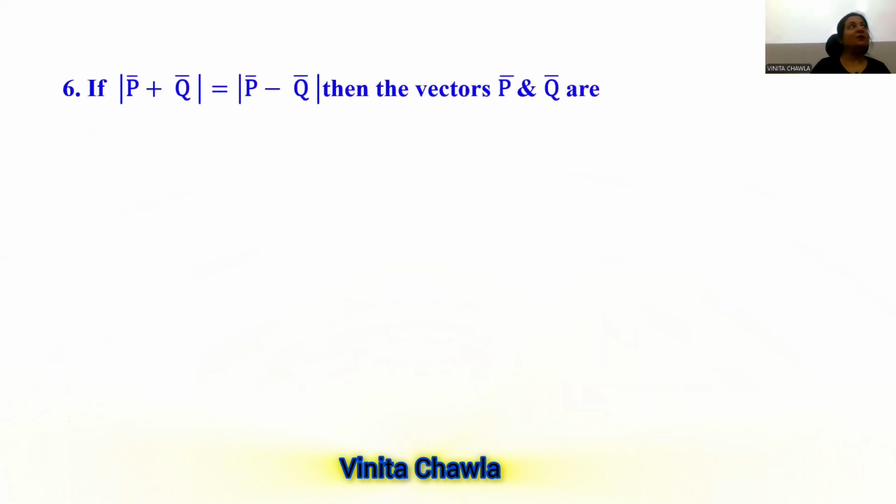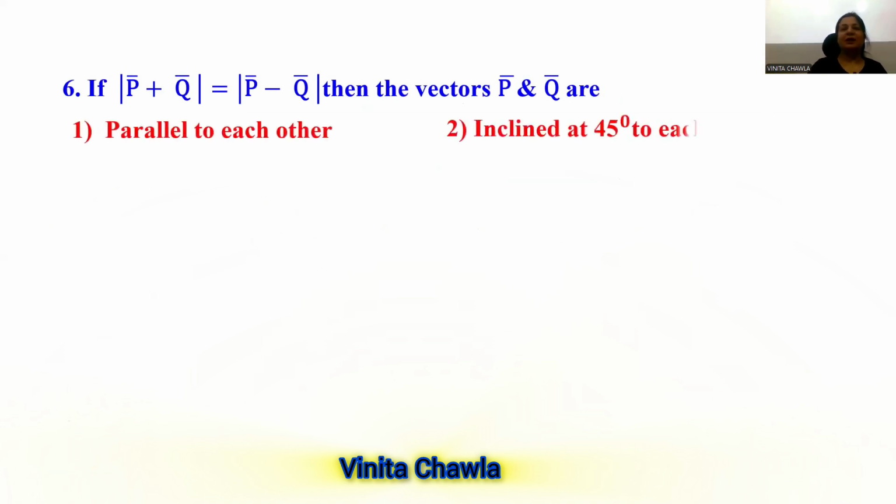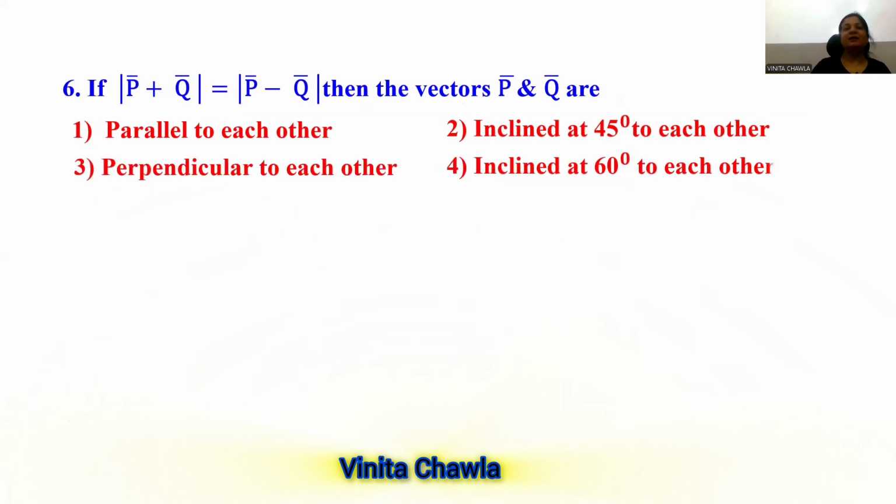If modulus of vector p plus vector q is equal to modulus of vector p minus vector q, then the vectors p and q are parallel to each other, inclined at 45 degree to each other, perpendicular to each other, inclined at 60 degree to each other. Give me the answer. You can also answer. Try this.